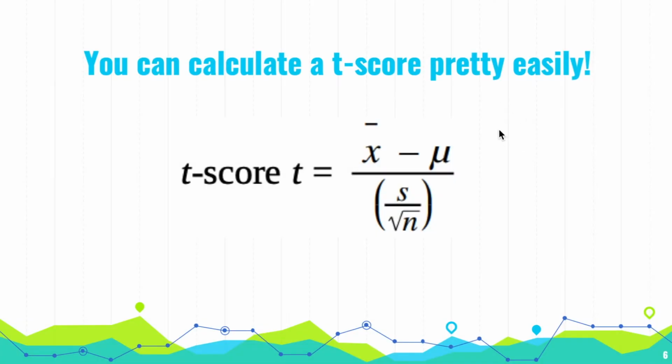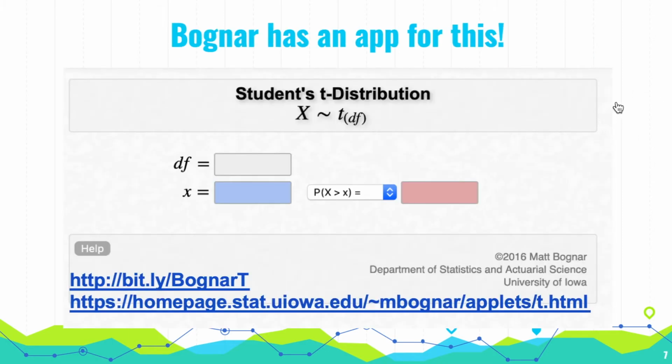Calculating a t-score is really easy. This should look somewhat familiar. This is a lot like calculating a z-score. Your t-score is denoted by t, and all you do is take your x-bar, subtract mu, and then divide it by s, the standard deviation of your sample, divided by the square root of n, which is your sample size. Now, Bogner has another app for this. Just like we've been using the Bogner app for the standard normal curve, there's another app invented by Bogner that has a t-distribution calculator.